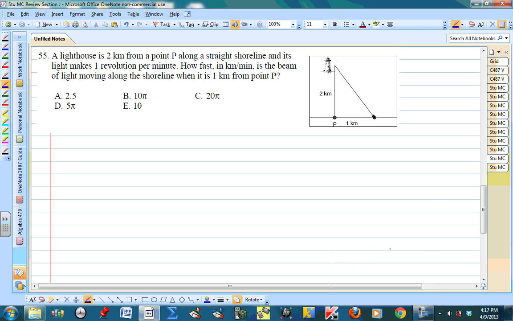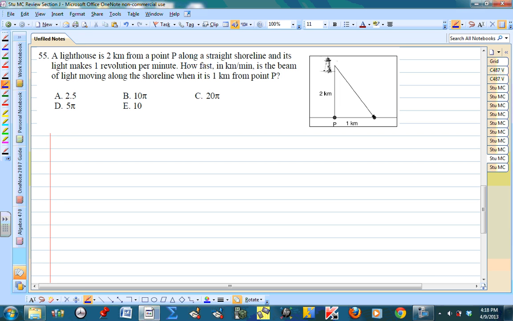Okay, problem number 55, referring to a lighthouse that's 2 kilometers from point P as shown in the diagram. They're saying the light makes a rotation of 1 revolution per minute, and they want to know how fast in kilometers per minute the beam of light is moving along the shoreline when it's 1 kilometer from point P horizontally, as shown in the diagram.